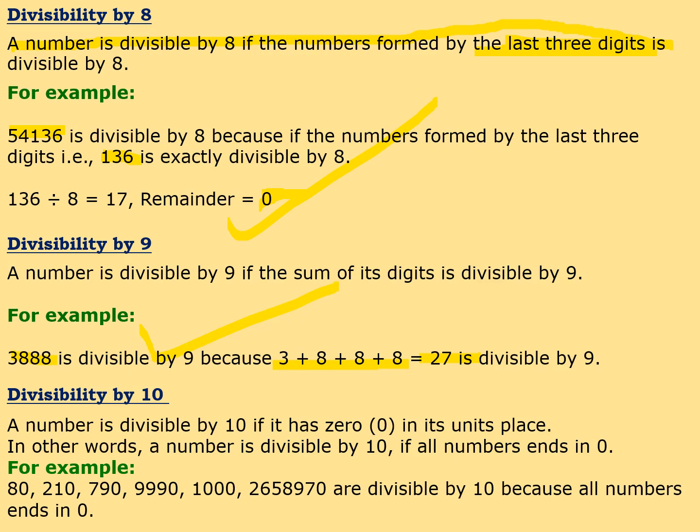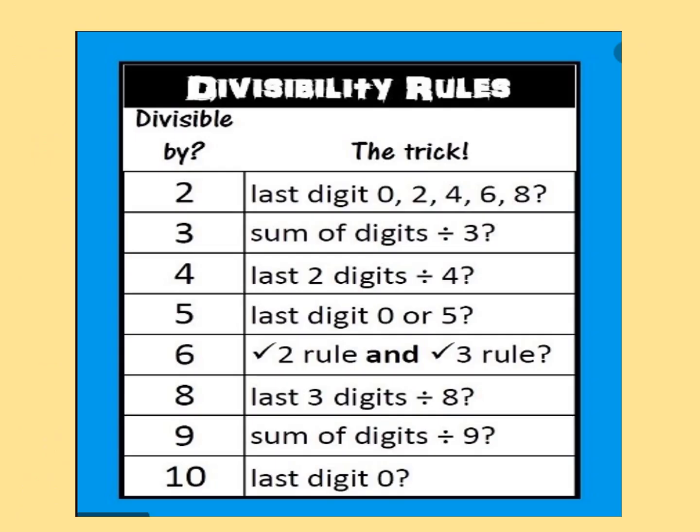Divisibility by 10, I hope you all know, is very easy. The last digit should be a 0. So see the numbers I have taken as examples. 80, 0 is at the last. So yes, divisible by 10. 210, yes. 790, yes. 9990, yes. 1000, yes. Such a big number with a 0 at the last, yes. So all the numbers should end with a 0.